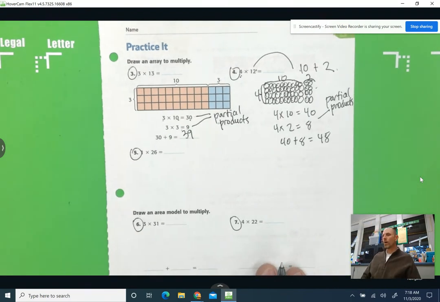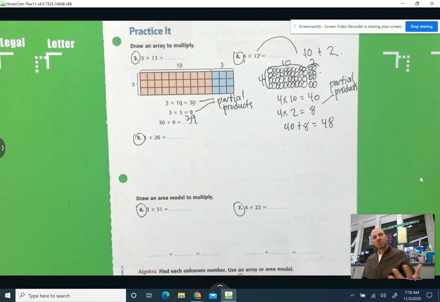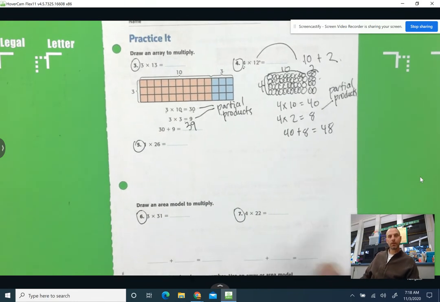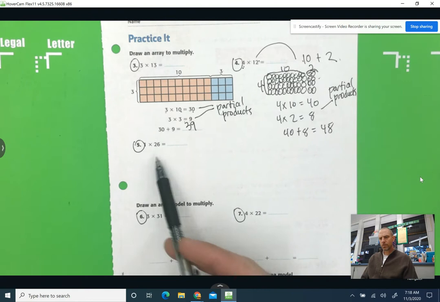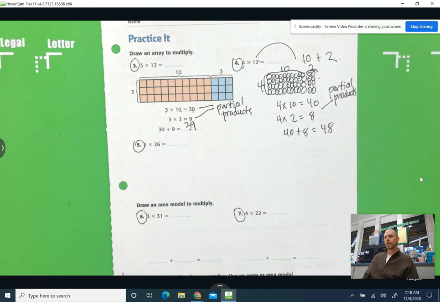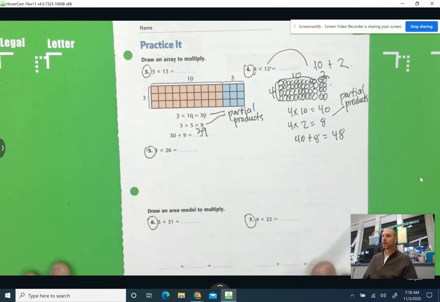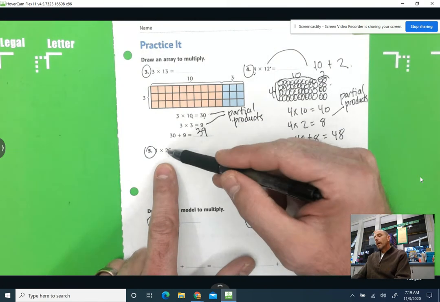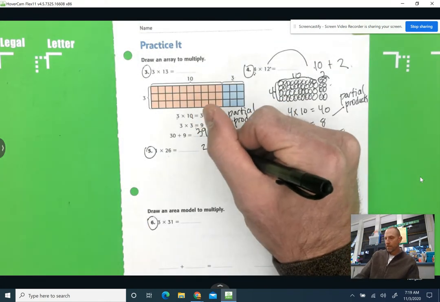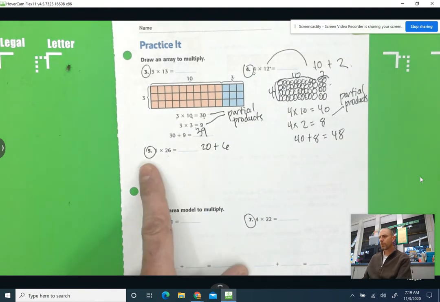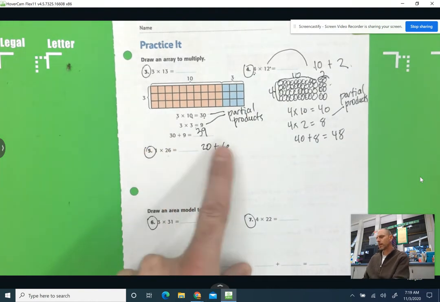Number 5, we got 1 times 26. We've gone over a few. Maybe you've paused the tutorial and have tried a few of these on your own. I want you to pause the tutorial and try this one on your own. Right? We're going to separate our 2-digit number 26 into its expanded form. Go ahead and give it a shot, put it on pause, and then come on back. Okay, 26 we're going to put into 2 parts. We have 20 plus 6. That's expanded form, and we're going to distribute 1 times 20 and 1 times 6.